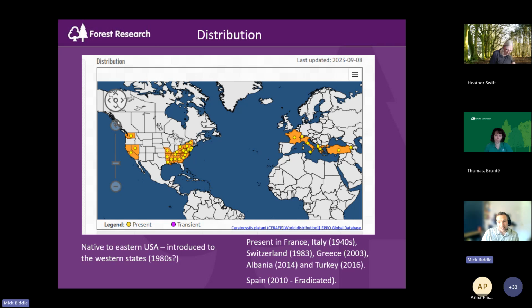Then it spread from Italy into Switzerland, and then also it's been picked up in Greece and spread then to Turkey and also Albania as well. And interestingly, in 2010, there was a finding in Spain, which was associated with movement of machinery from France, but that has been eradicated. So that's good news. Sometime during that period in the 80s, it was introduced from the eastern to the western side of the US as well.